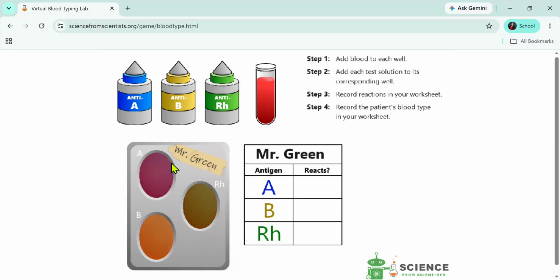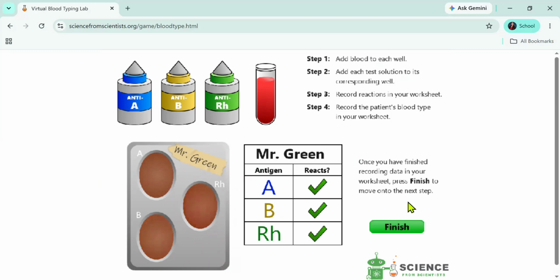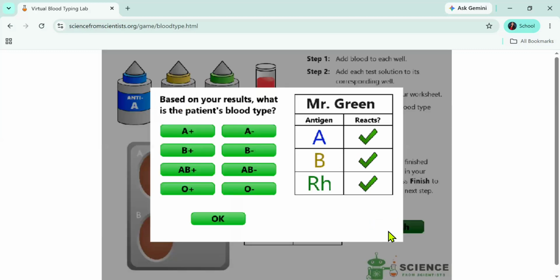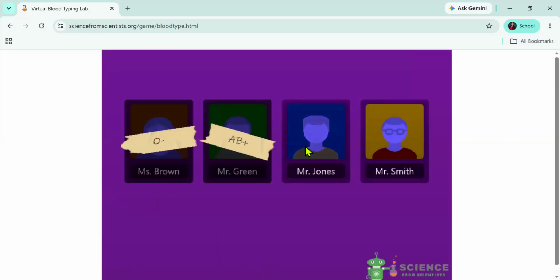All right, let's wait for the reaction for A. Will there be a reaction? Is there agglutination? Yes, there is a reaction. Same with B, same with RH. There is clumping. So what do you think is the blood type? It has A, it has B, and the RH is also positive. So that means it is AB positive. Okay, the blood type of Mr. Green is AB positive.